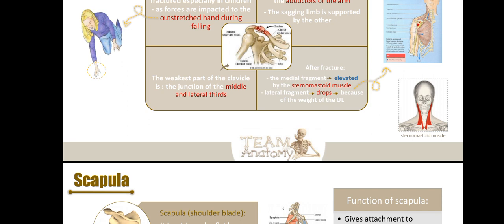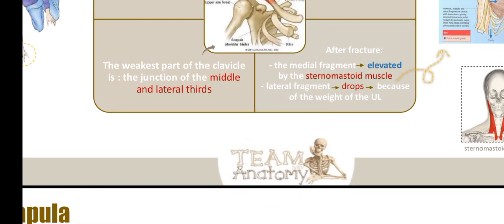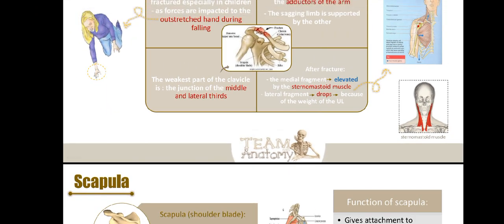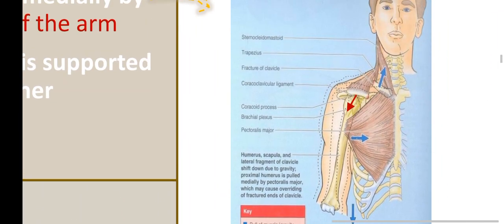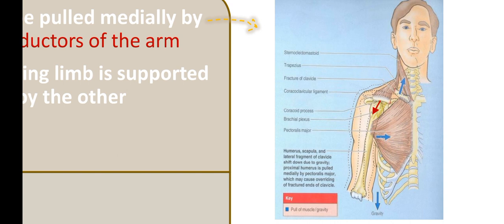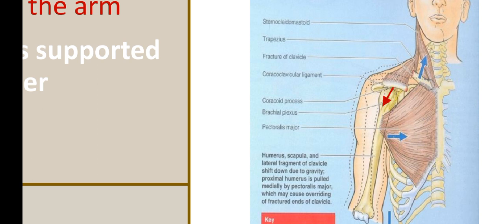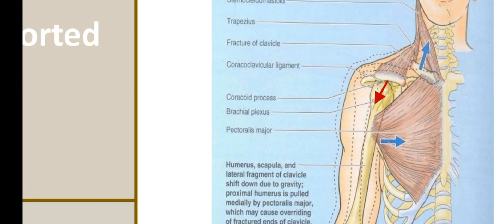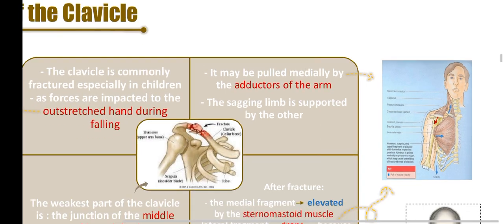Okay, after a fracture, the medial fragment is elevated by the sternomastoid muscle. What you should know is that it is rotated medially. You could pause this video and look at this labeling for some time. If you have a clavicular fracture, where do you feel it to be dragged? It is dragged medially, because medially you have most of those adductors, the pectoralis major and all that. Now you could observe that the brachial plexus passes underneath the clavicle, and fractures of the clavicle can also cause nerve lesions of the brachial plexus. So now guys, let's move.